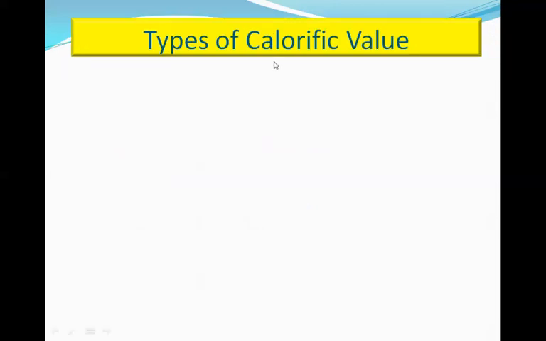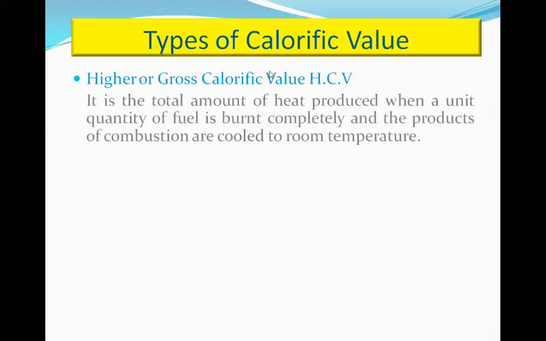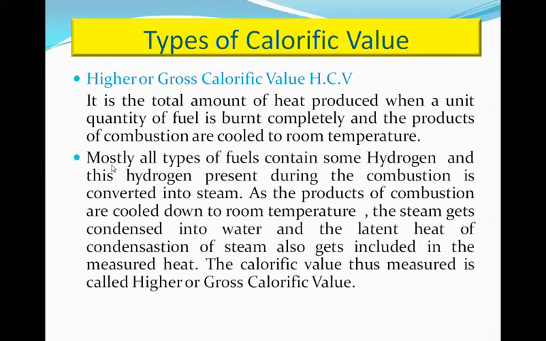Types of calorific value. There are two types: the higher calorific value and the lower calorific value. Higher calorific value is the amount of heat produced when a unit quantity of fuel is burned completely and the products of combustion are cooled to room temperature. Almost all types of fuel contain some hydrogen, and during combustion this hydrogen combines with oxygen and is converted into steam. As the products of combustion are cooled down to room temperature, the steam condenses into water and the latent heat of condensation of steam also gets included in the measured heat. The calorific value thus measured is called the higher or gross calorific value.